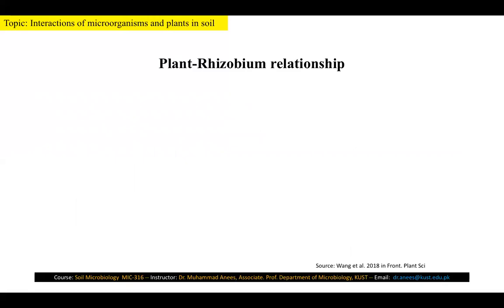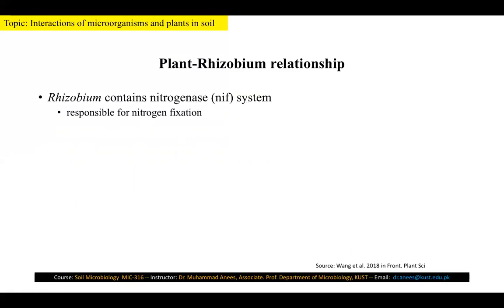Now we discuss the plant rhizobium relationship in a bit more detail. Rhizobium is a bacteria, as we have already talked about, that is present in the soil, and it makes a kind of relationship, that is symbiotic relationship, with the plant roots of leguminous plants.